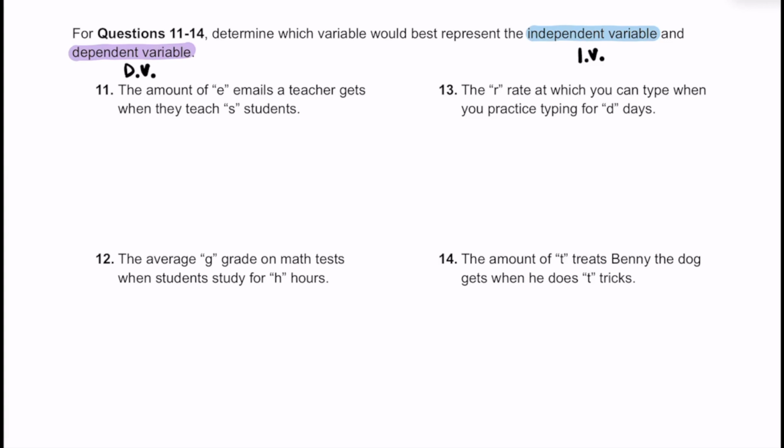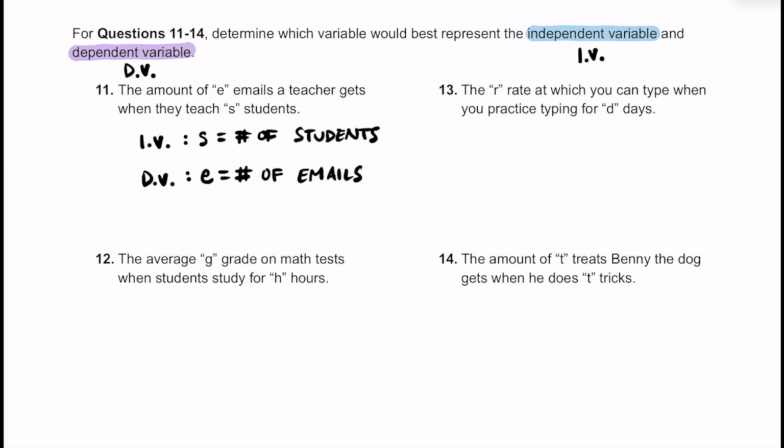So for number 11, the amount of emails a teacher gets when they teach S students, I guess the question is does the amount of emails they get depend on how many students they have, or does the number of students they have depend on how many emails they get? Now, if you're going to choose one of these, I think the one that makes more sense is if you have more students, then you're going to end up getting more emails from maybe the students and the parents, or a combination of them. So the emails are going to be the dependent variable here, and the emails are going to be depending on how many students. So S is going to represent the number of students, and E is going to represent the number of emails. All right, I'd argue that the number of emails is going to depend on the number of students more than the number of students depending on the number of emails.